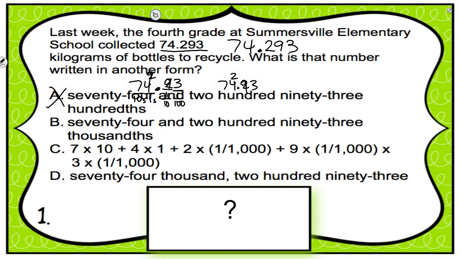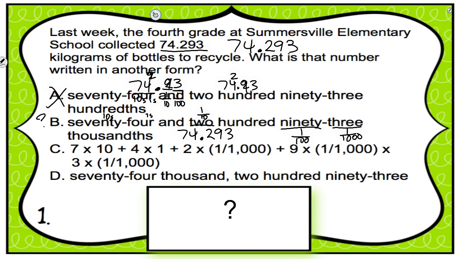Let's look at B. B says 74. Okay, cool. 74 and 293 thousandths. That sounds about right. 293 thousandths. That means that the 3 is in the thousandths place. That means that the 9 is in the hundredths place. That means that the 2 is in the tenths place, and then the 4 is in the ones place, and the 7 is in the tens place. That's what that means.